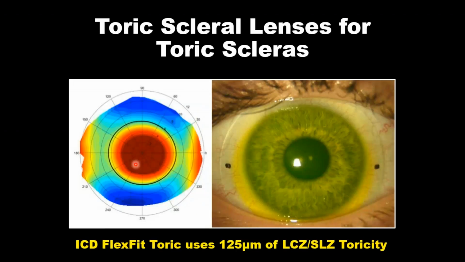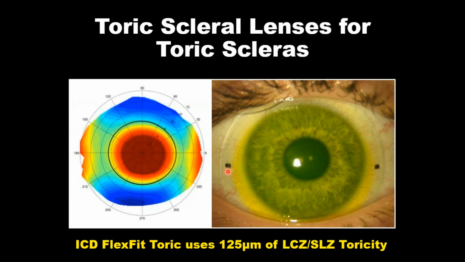Now the larger 16.3 lens, as we said, is a toric, and it was designed that way because we're landing way out here where the eye shape is far, the scleral shape is far more toric in nature. And the average toricity of the sclera is about 125 microns. And that's why the ICD FlexFit uses a toric landing or a dual depth landing of approximately 125 microns.